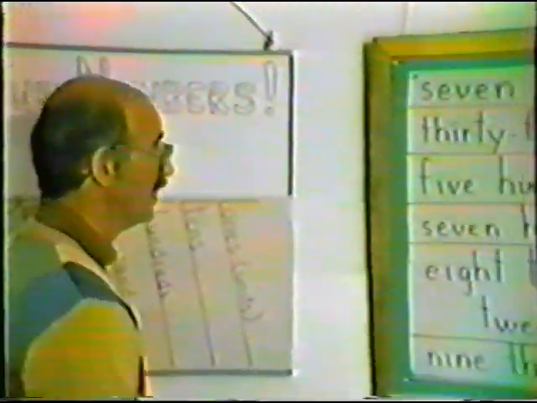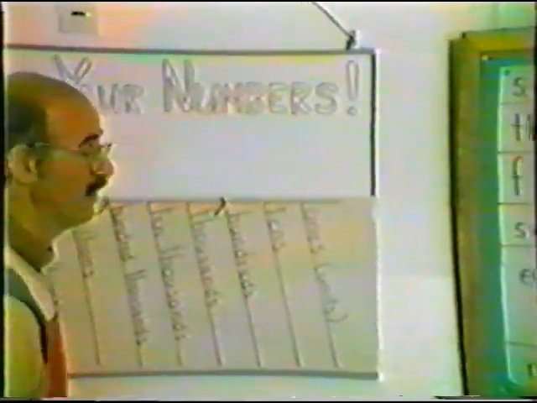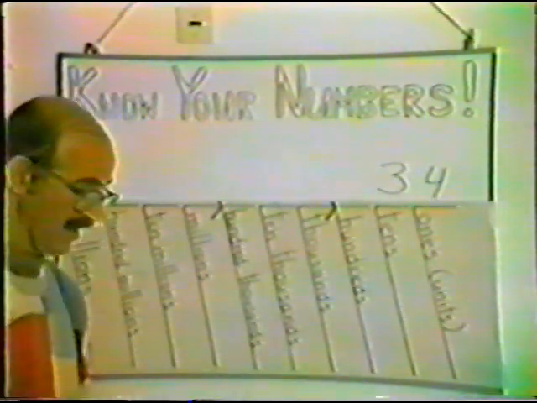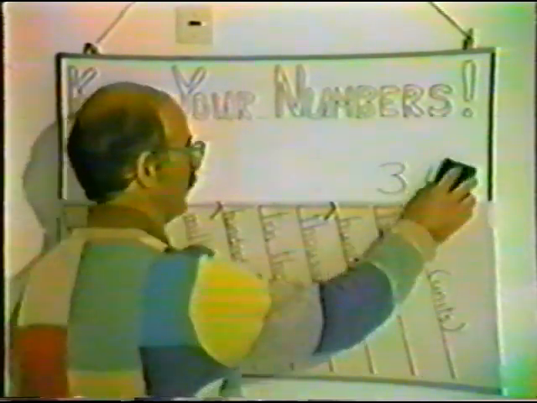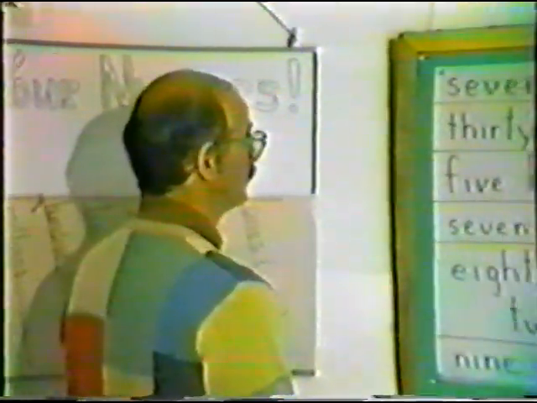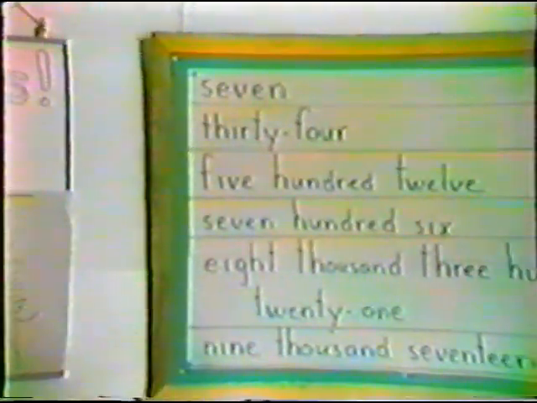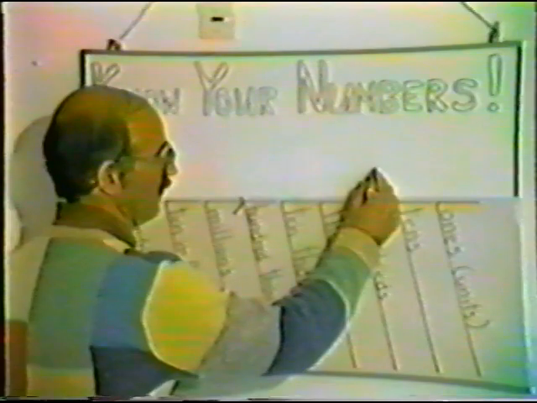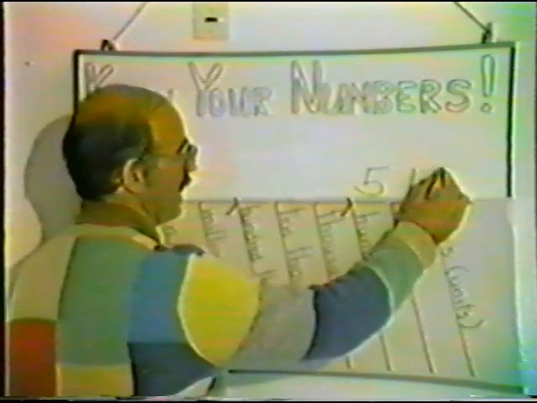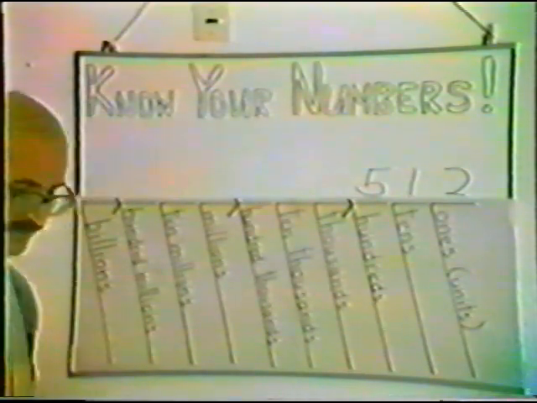Now let's do our second number. 34. 3 tens, 4 ones, 34. Next, 512. 500, 1 ten, and 2 ones. 512.